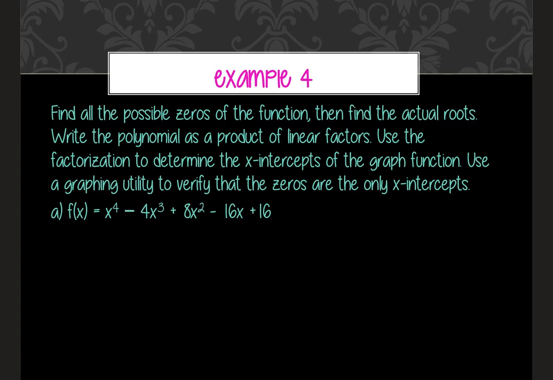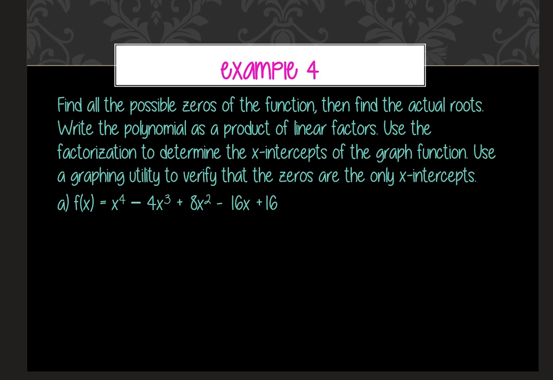All right. Just add a lot of words now. Find all the possible zeros of the function. So we're pulling back to 3. Find the actual roots. Write the polynomial as a product of linear factors. Use the factorization to determine the x-intercepts of the graph. And then use a graphing utility to verify that the zeros are the only x-intercepts.